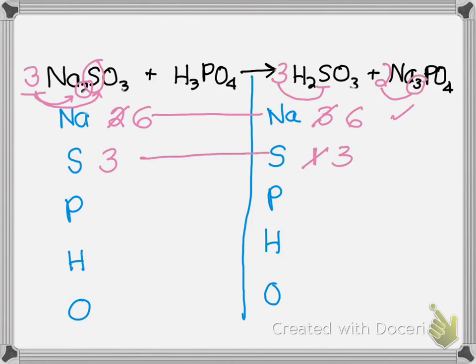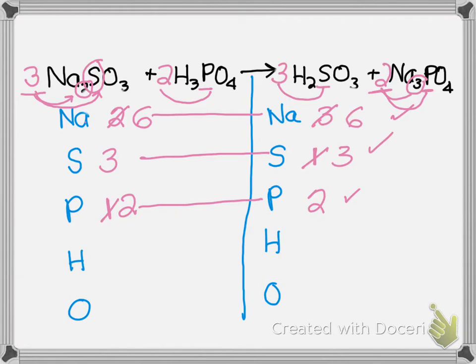Now I'm going to go to phosphorus. It's okay if I skip the other one. On this side, there's only 1 phosphorus. On this side, there's only 1 in the formula, but there's a 2 here. So 2 times 1 gives me 2. Comparing, they're not the same, so I need to put a 2 in front of the formula. See, then it's 2 times 1, so that would be 2. So check, check.